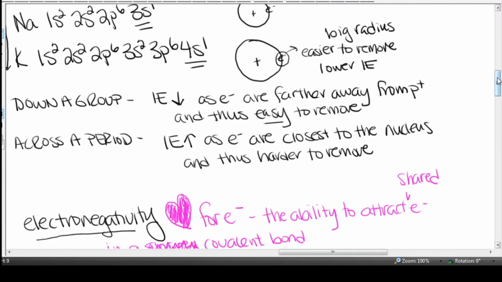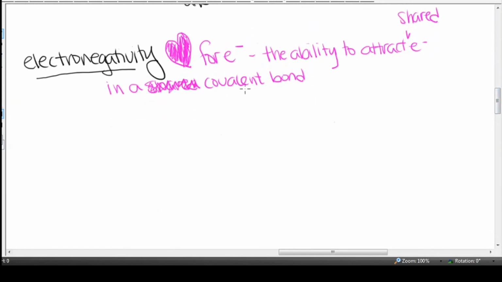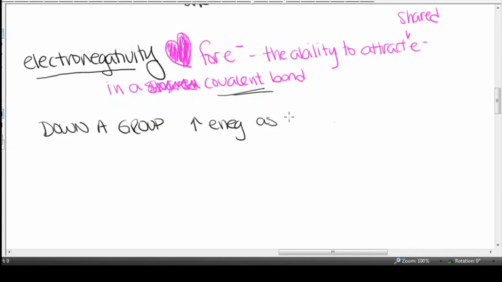The electronegativity stuff doesn't totally make sense yet. That's okay. We haven't talked about covalent bonding. So it'll make sense when we talk about that. But I just want to introduce it here because it is important. So down a group, there is an increase in electronegativity as radius.